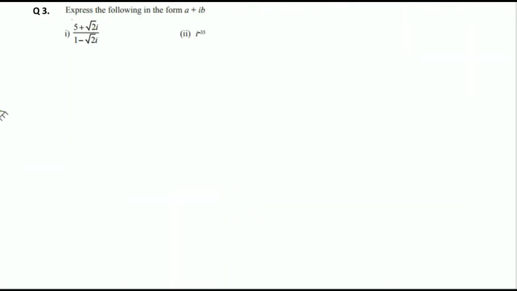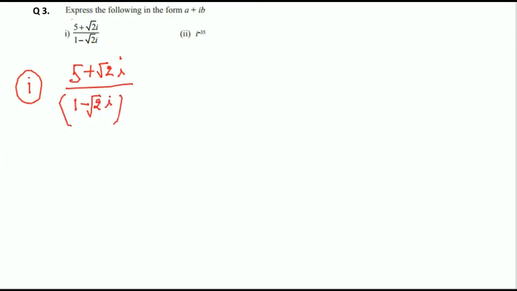Express the following in the form of a plus ib: 5 plus root 2i divided by 1 minus 2 root 2i. Let's start with the first. In this type of question, if you have a denominator in the complex number, you have to multiply with the conjugate. So here, 5 plus root 2 iota divided by 1 minus 2 root 2 iota. Here you have to multiply with the conjugate, like 1 plus.